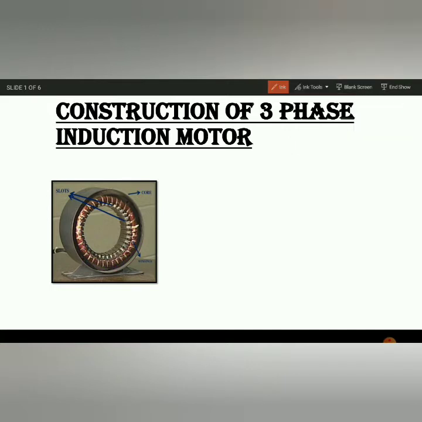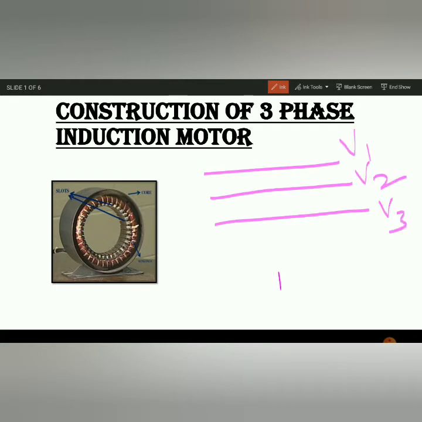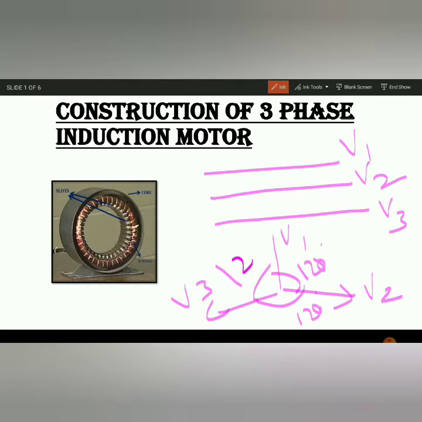Suppose I talk about the R phase, the Y phase, and the B phase, with voltages V1, V2, and V3. All these voltages are displaced by 120 degrees, and that's the reason we call it three phase. These three wires are wound as a winding like this, and that winding is placed in the stator core. So that's all about the complete stator.